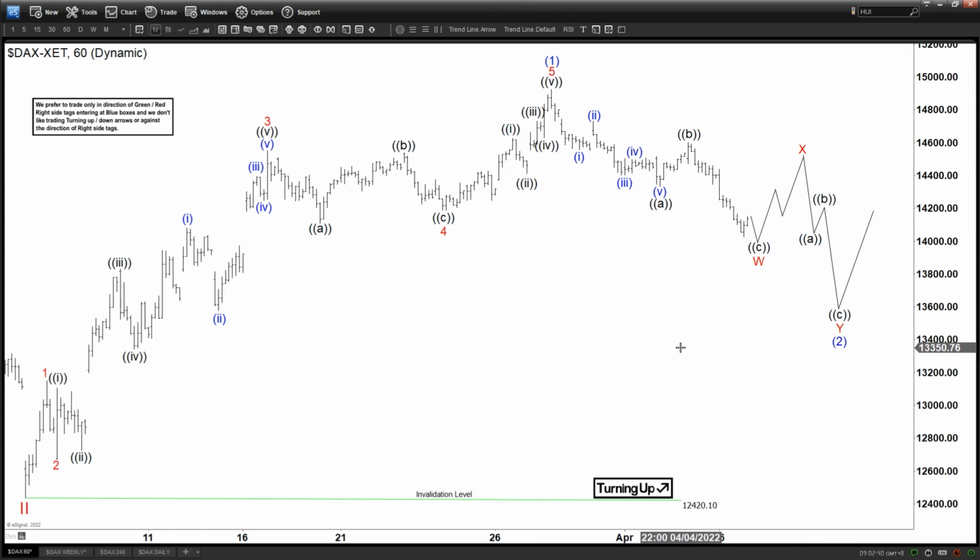So in the shorter cycle, it's very simple, guys. The view is this invalidation level. As long as it stays above here, we expect more upside.